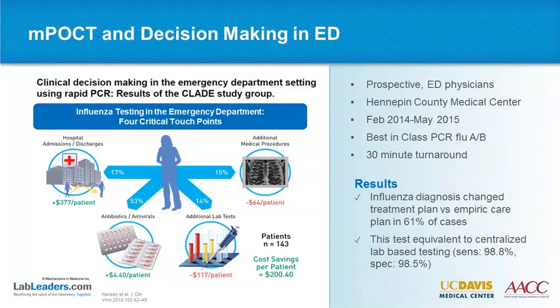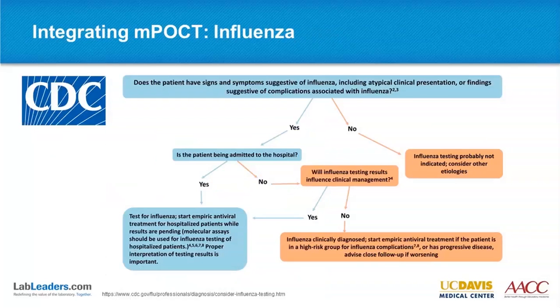There's a decrease in cost, about $64 per patient, decreased use of additional tests, increased optimization of antimicrobial and antivirals, about 53%, but ultimately out of 143 patients, the cost per patient savings was about $200. Great, $200, but that's cumulative if you think about it. So it will help you over time. So how do we implement this?